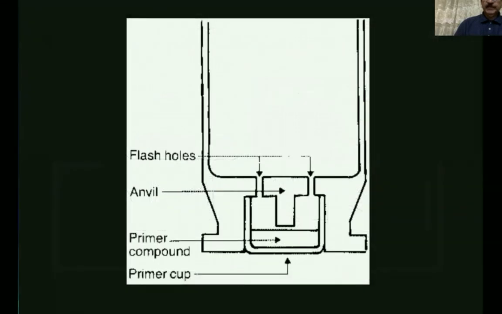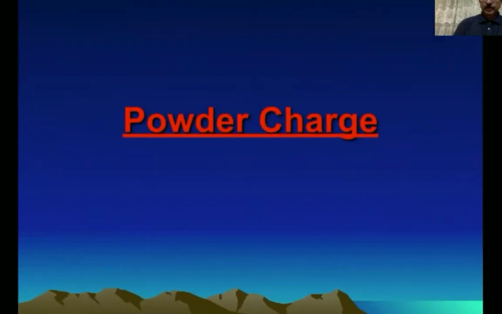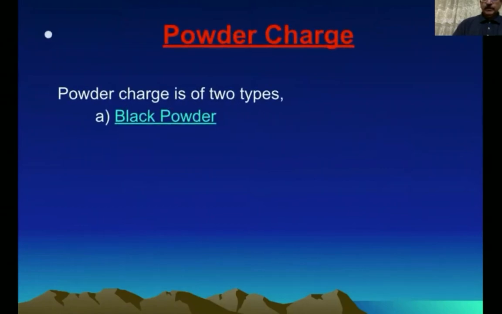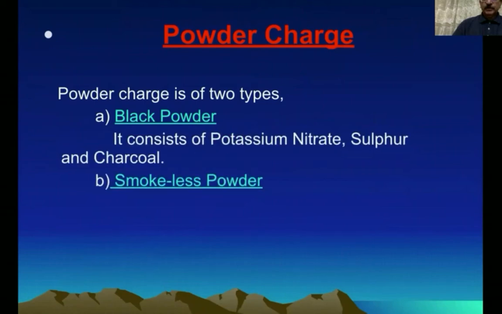And this anvil is lifted up by the combustion of the primer, and through the flash hole, the flame enters into the gunpowder. Now, something about the powder charge, our main detonating material, which is responsible for explosion. So, the powder charge or the gunpowder may be a black gunpowder, which is normally called smoked, and consists of potassium nitrate, sulfur, and charcoal, and the other is smokeless.